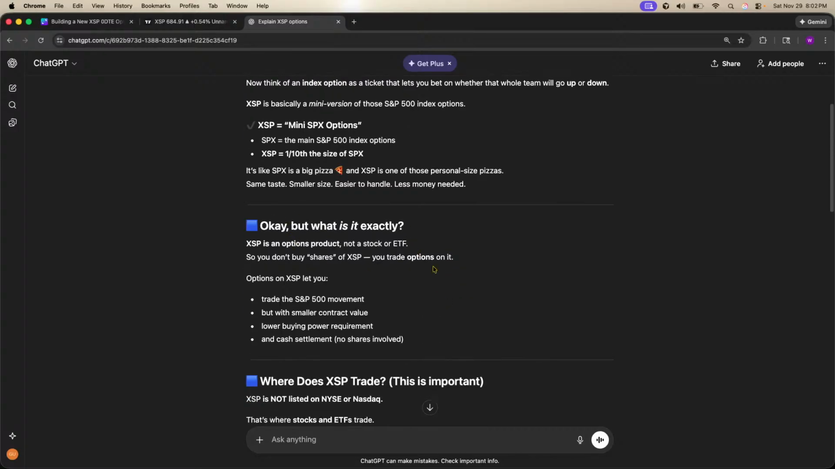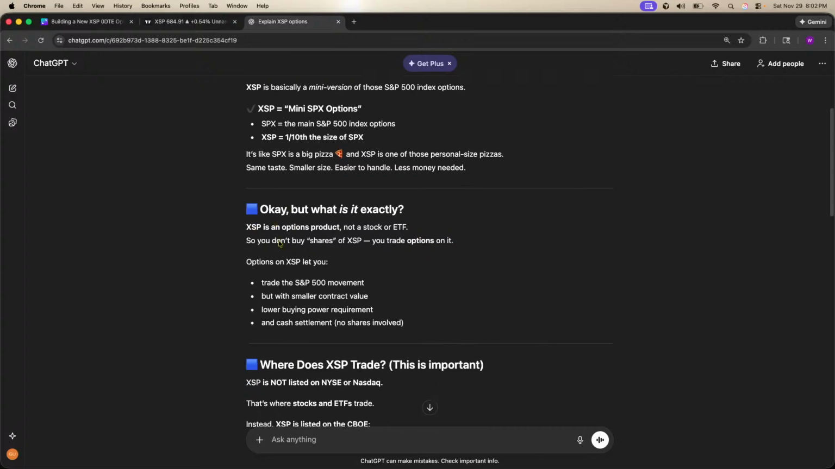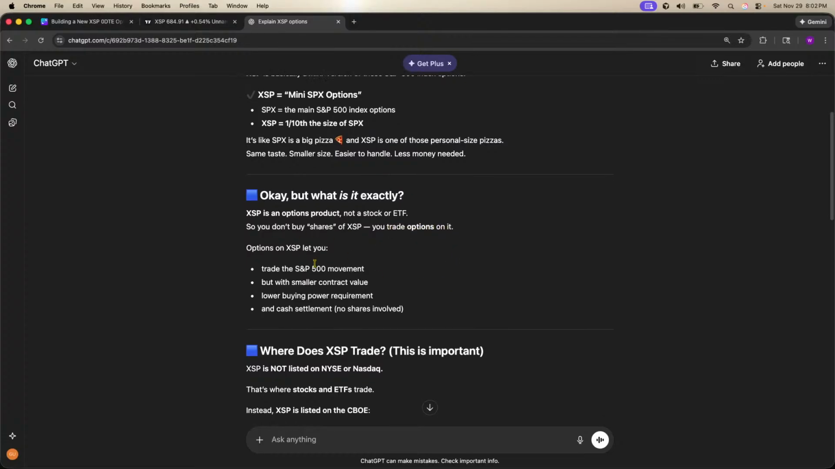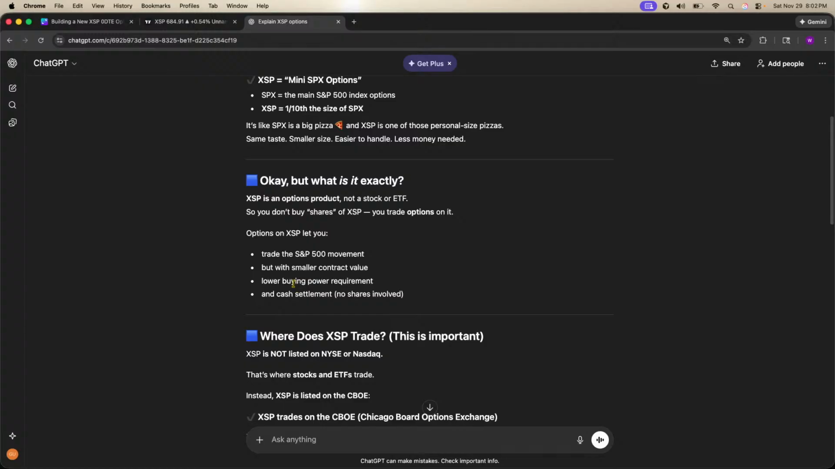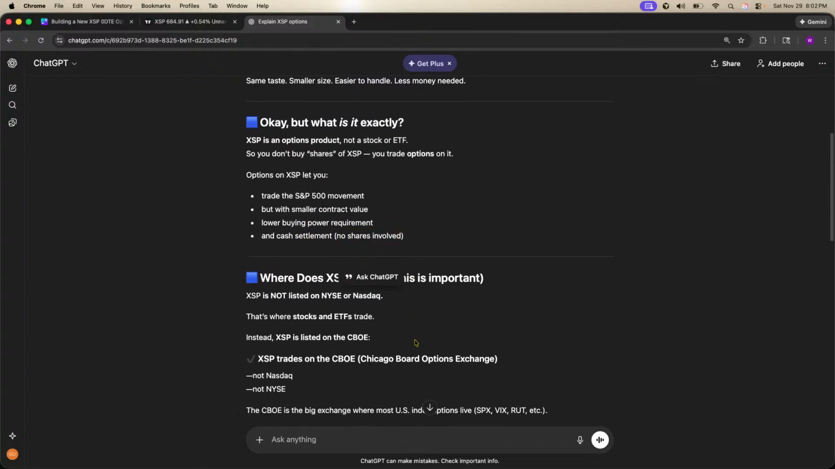Okay, but what exactly is it, right? XSP is an option product that is not a stock or ETF. So you don't have to buy shares of XSP, you trade options on it. Options let you trade the S&P 500 movement, but with smaller contract values, a lower buying power requirement, and cash settlement, so no shares are involved.